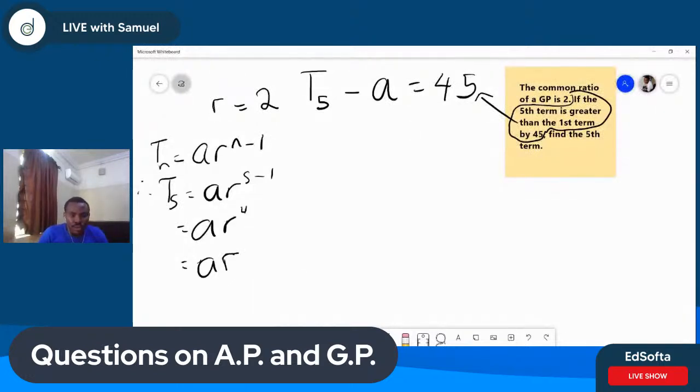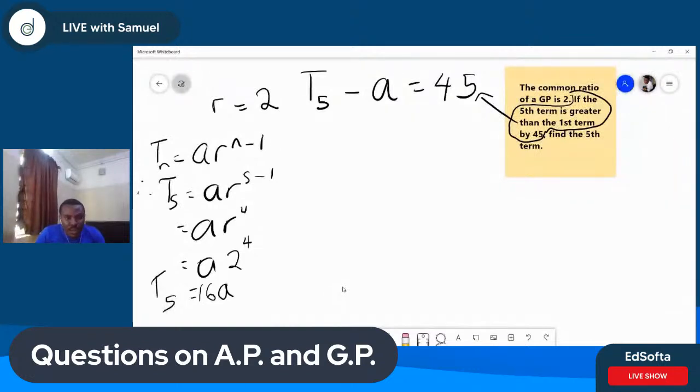So R is 2, so we can just substitute R here. We have 2 raised to power 4, which is 16, so we can say that T5 is 16A.